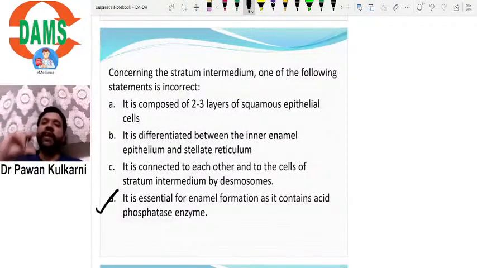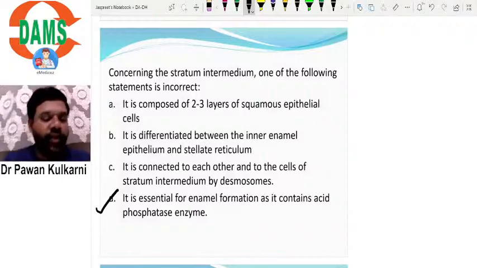Acid phosphatase is required whenever there is any bone resorption. Alkaline phosphatase is required whenever there is any bone formation. So stratum intermedium has got main role in enamel formation. So option D is also partly correct, but second half is wrong. Not because it contains acid phosphatase, but because it contains alkaline phosphatase.